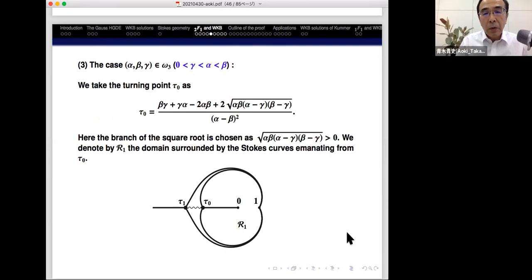Under our assumption, we only consider the simple turning point, and under our assumption, the Stokes geometry is non-degenerate. That means there is no Stokes curve connecting turning points. This means that any Stokes curve flows into one of the singularities.